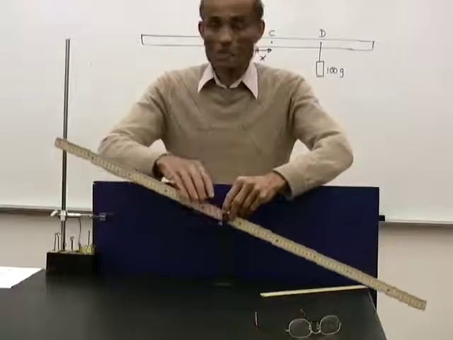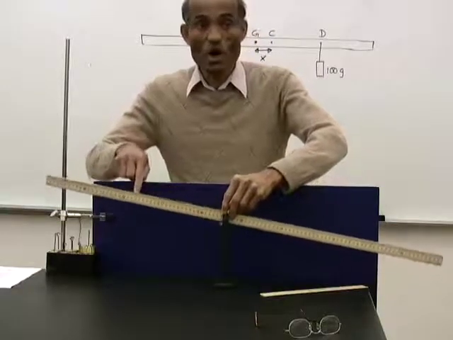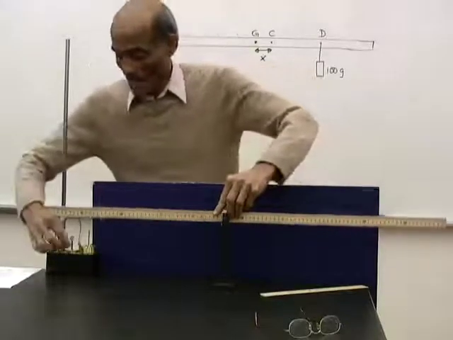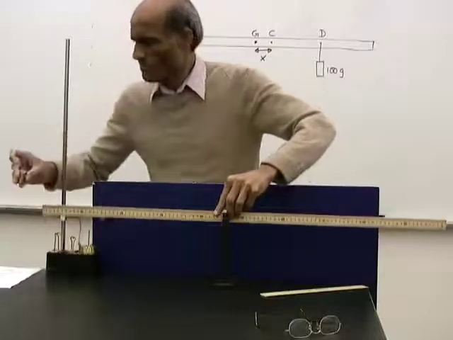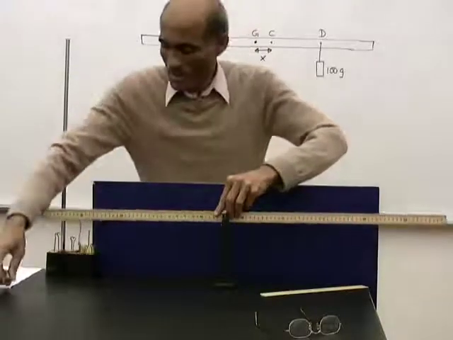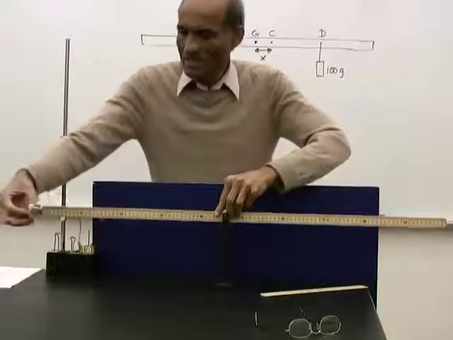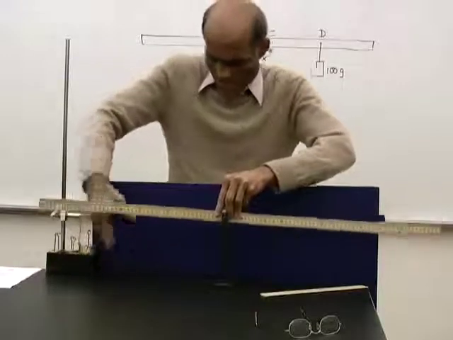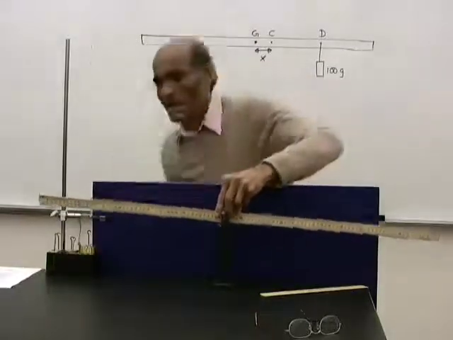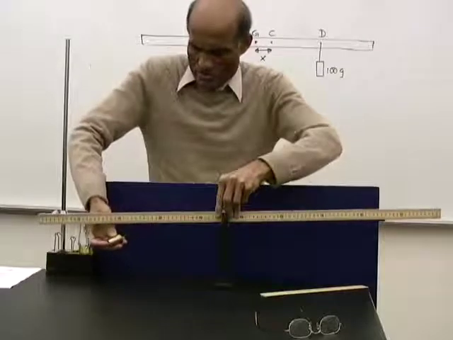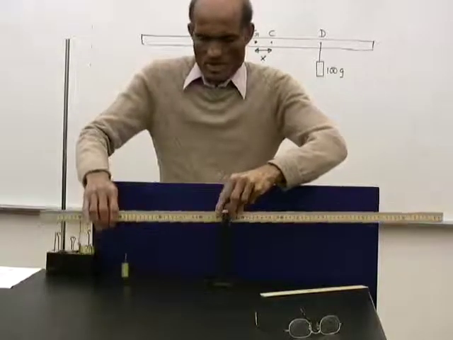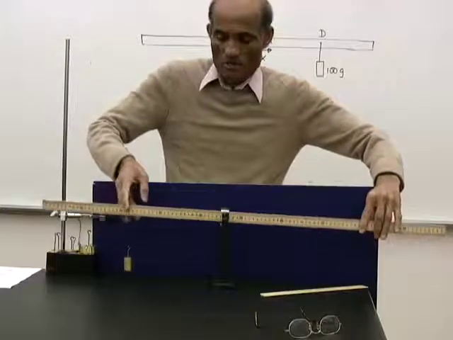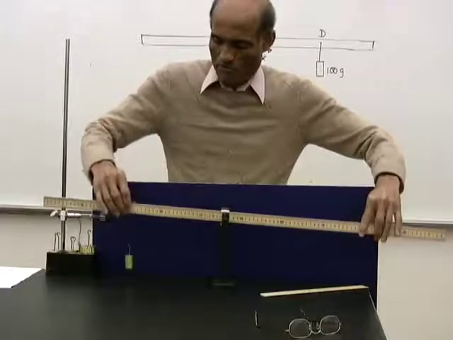But in order to balance it, I need a force on this side. I need to use a 100-gram mass. Here is a 100-gram mass, and I'm going to use a string to hang it. Alright, let me retrieve my 100-gram mass. There it is. Now I have the 100-gram mass hanging from the ruler. I need to change its position.